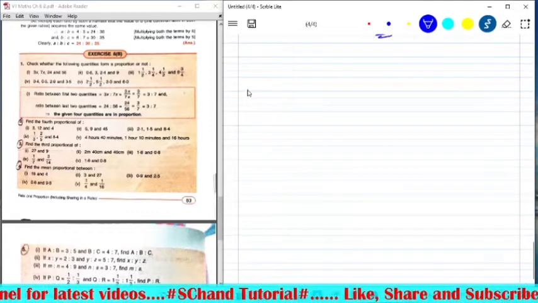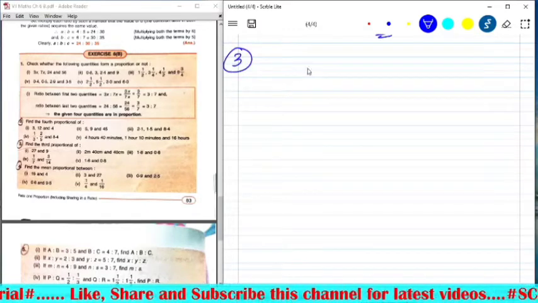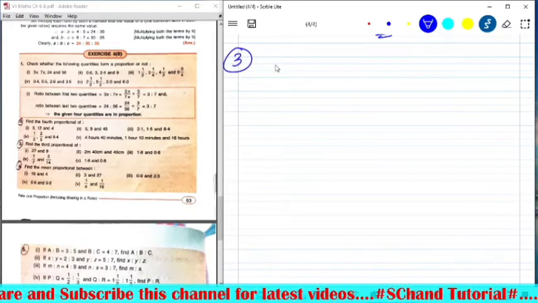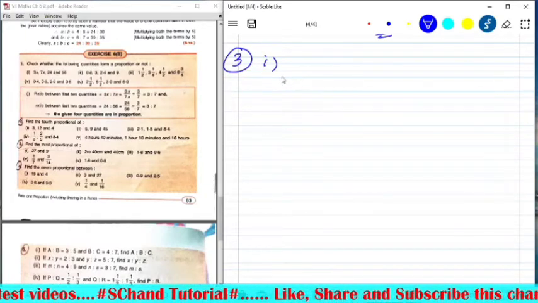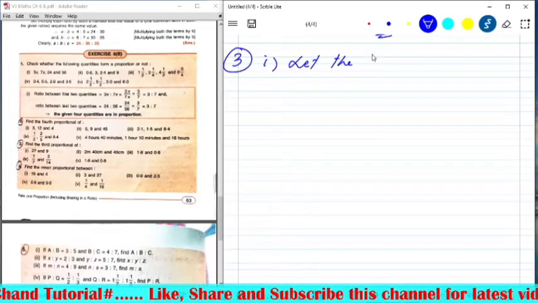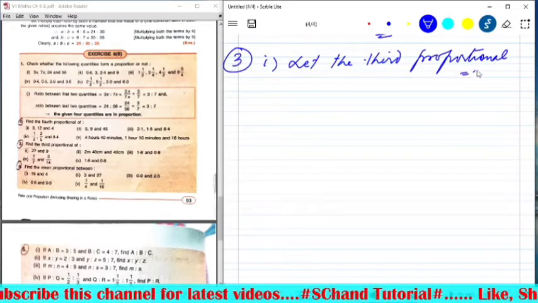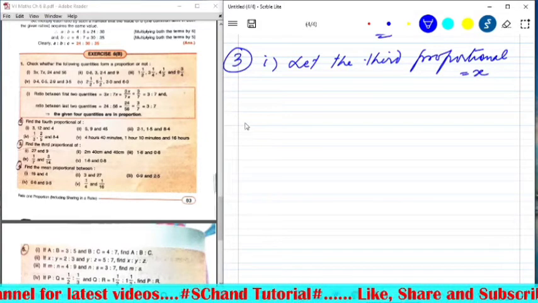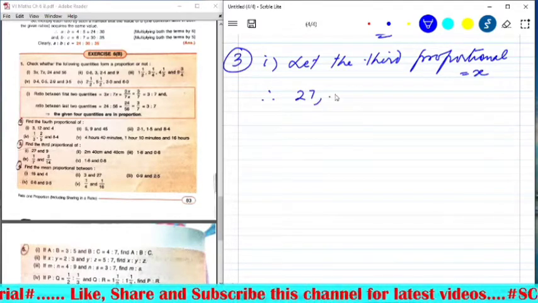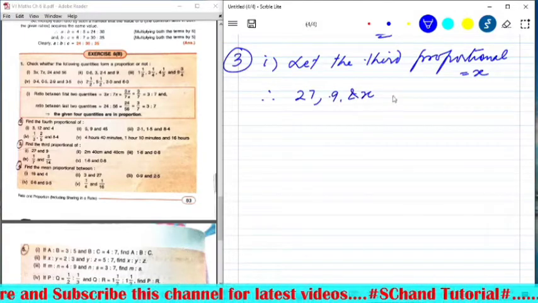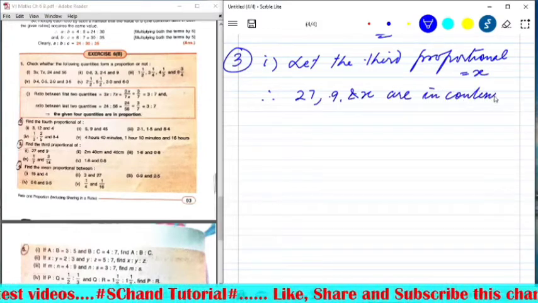Then we have the third question. Third question, find the third proportional. So third proportional, number 1. So let the third proportional be equal to x. So therefore number 1 is 27 and 9 and x will be in continuous proportion, right? These will be in continued proportion.